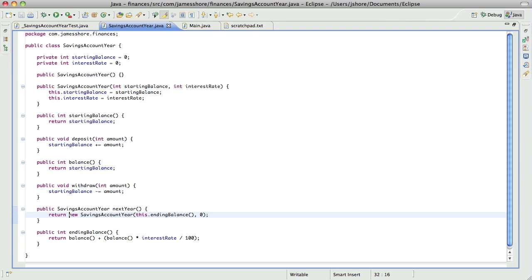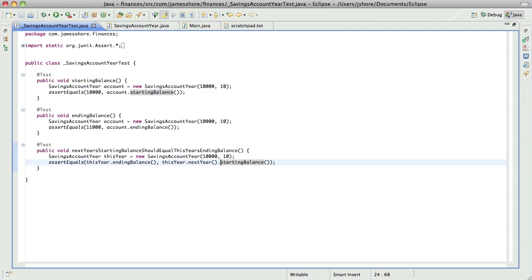Basically, the closer you get to retirement, the less your interest rate is going to be because you're going to move into more and more conservative investment strategies. So we can't just assume that next year's interest rate is going to be the same as this year's interest rate. But that's looking ahead a little bit further than I want to do.